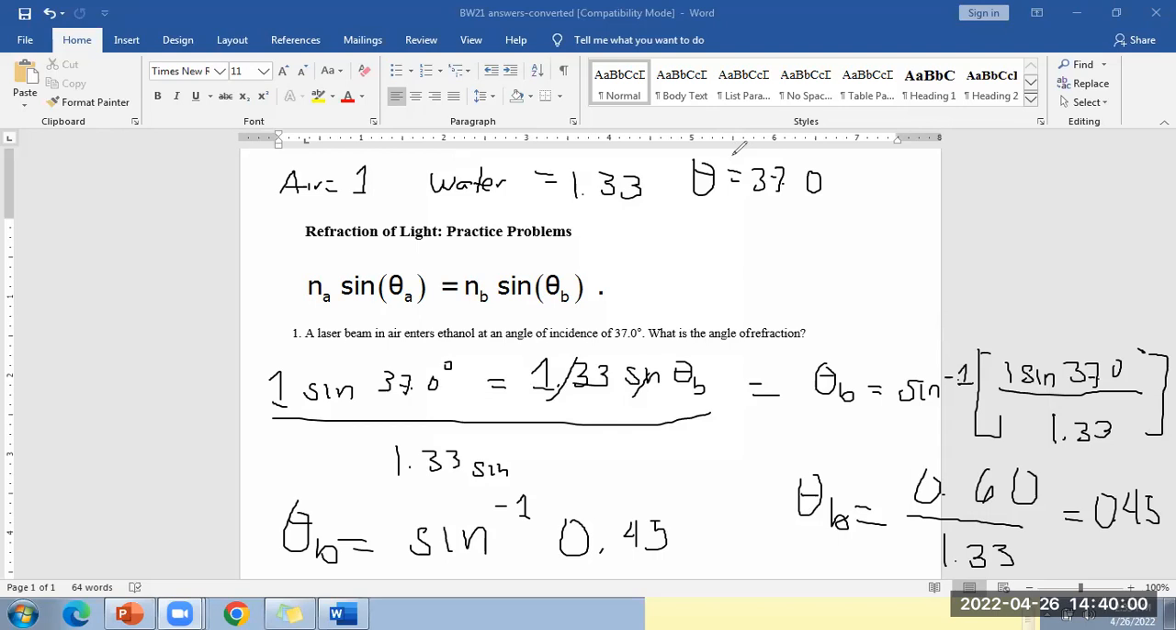So 1 times sine 37.0 degrees is 0.60. Divide by 1.33, so that is 0.45. Then use shift sine, which becomes sine raised to negative 1 on your calculator. Sine 37 degrees divided by 1.33 is 0.45. Shift sine, so it becomes sine raised to negative 1.